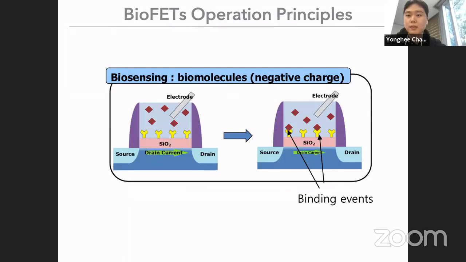Now that we know what a BioFET is, I'd like to explain it in a specific situation. In this figure, there are biomolecules having negative polarity, negative charge. And antibodies are immobilized on the surface like this. If the binding events occur like this, it induces a negative gate voltage. And the channel will be closed and the drain current decreases like this.